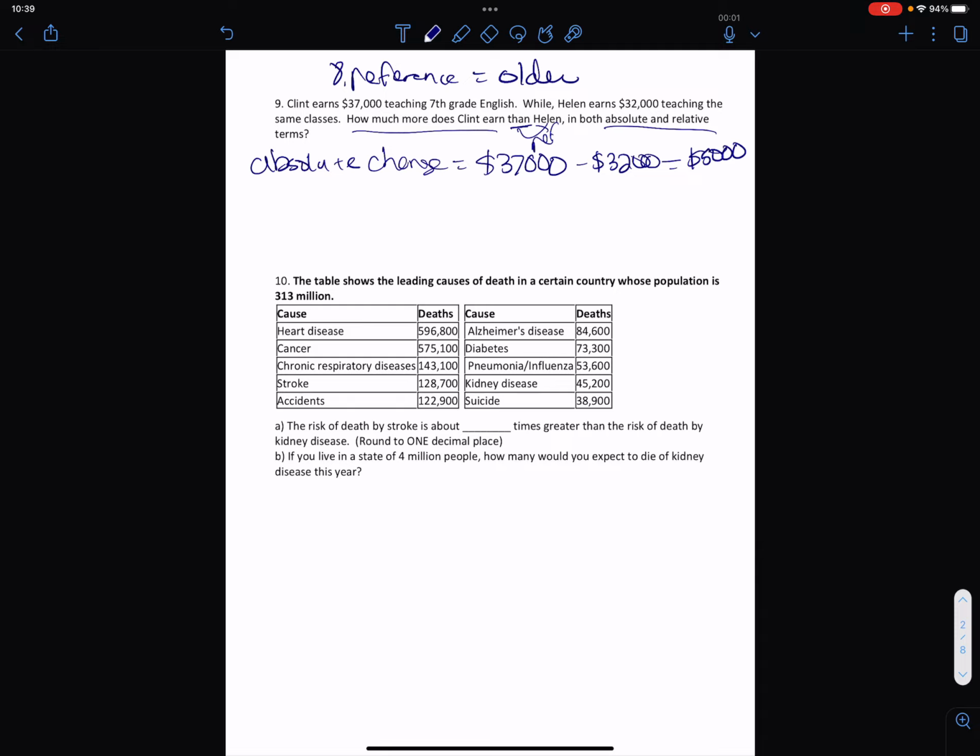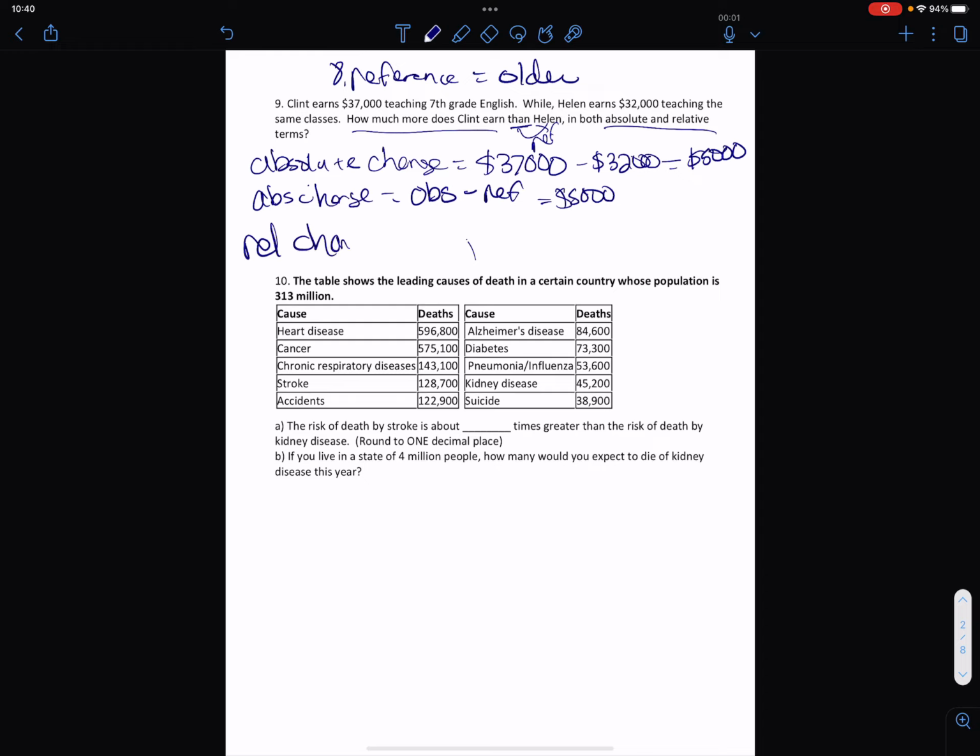Now, if you'll compare this to our fancy formula, I forgot to mention absolute change is just the actual change, so we're just subtracting the two. What we do here is we take the observed value and we subtract the referenced value to get this $5,000. So that means we've decided that 37,000, Clint's number, is what I'm comparing, and 32,000, Helen's number, is what I'm referencing.